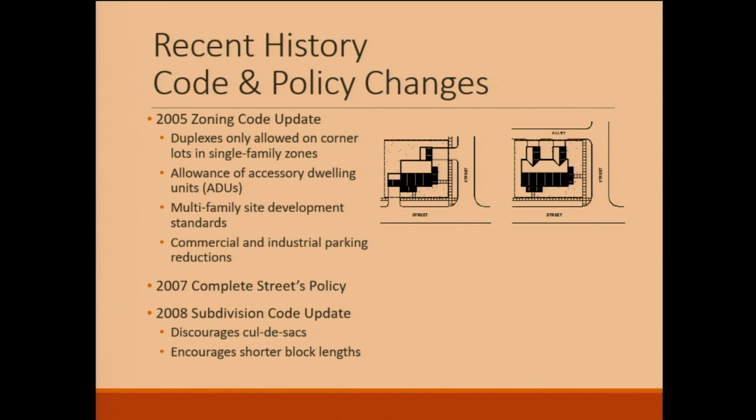In 2007, the city adopted a complete streets policy. The vision of this policy is to ensure that all users of the transportation system can safely and conveniently get around the city. This includes motorists, pedestrians, children, persons with disabilities, bicyclists, freight, transit riders, etc. To help implement the vision of the complete streets policy, the city made some amendments to the subdivision code in 2008. This included only allowing cul-de-sacs where it could be demonstrated that a through street could not be provided and encouraging shorter block lengths.